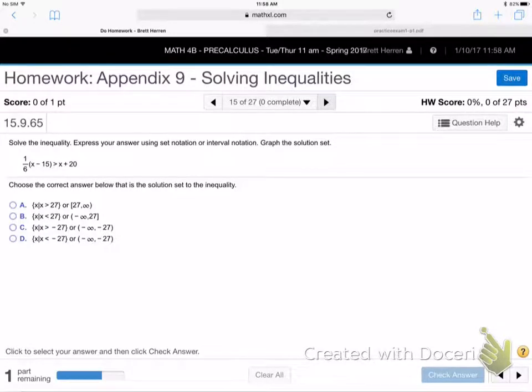All right, so there we go. So 1/6 parentheses x minus 15 greater than x plus 20.